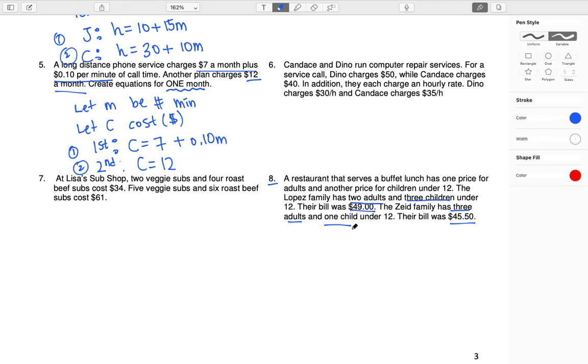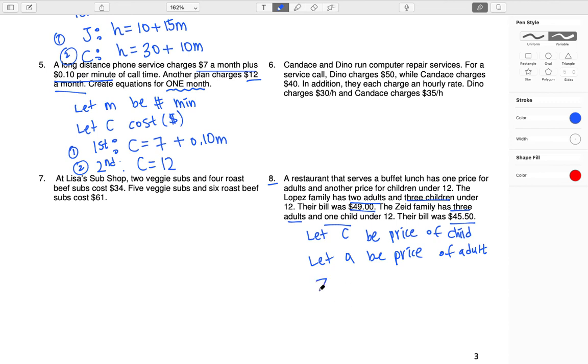So it looks like it involves 2 different variables, adult and children. So we could say let C be, not the number of children, because we already know that, so we have to say the price because it involves the cost. Let C be the price of a child. And let A be the price of an adult.